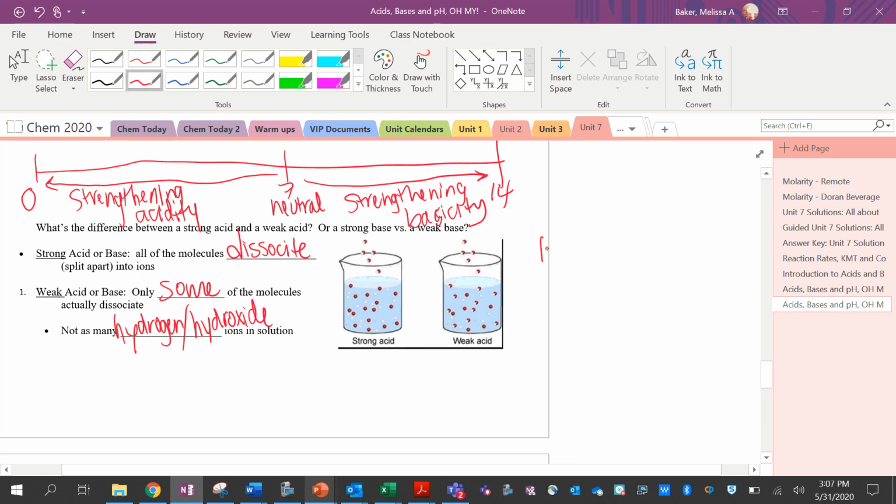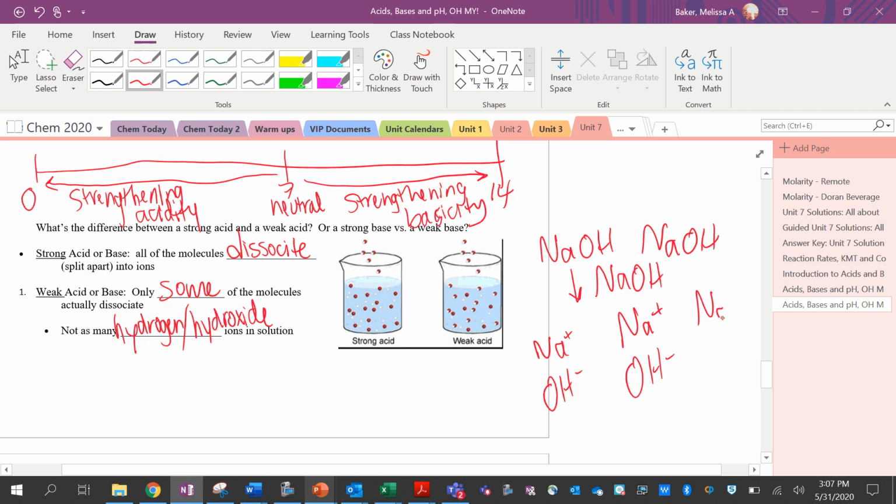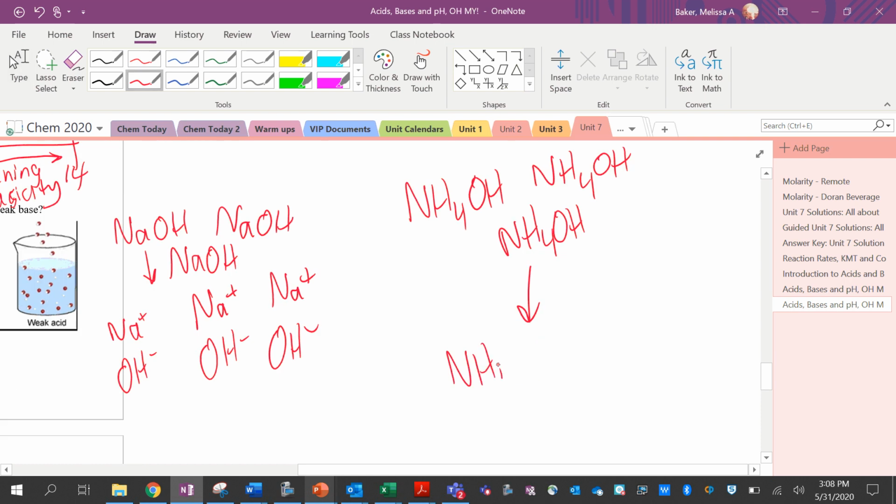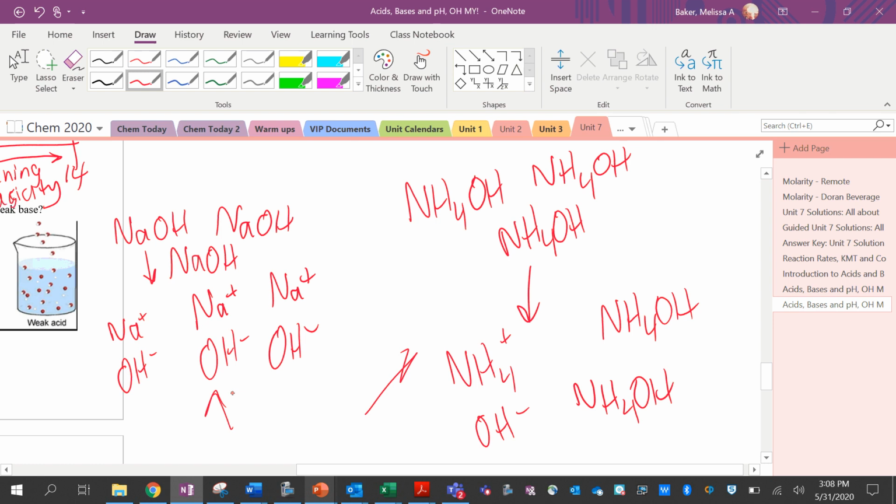So let's do an example of a strong base, NaOH. When you put that into water, let's say you've got 3 NaOH molecules. They all separate into Na+ and OH- because, again, it's a strong base. But if you've got a weak base like ammonium hydroxide, NH4OH, and again, let's say you've got 3 of those molecules, you put them in water. Maybe only one of the molecules actually separates. The other 2 stay together. Again, that's the definition of a weak base in this situation. So strong because they all fall apart, which seems counterintuitive.